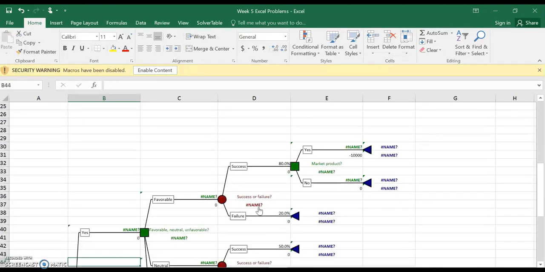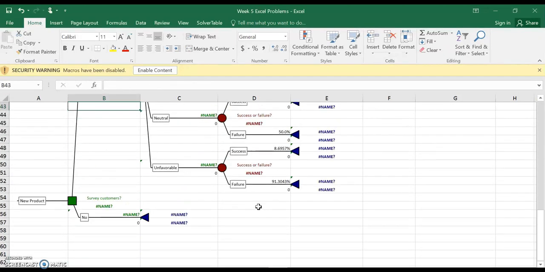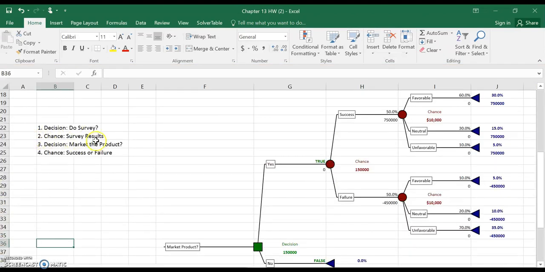So if you decide not to survey the customers, you leave out that second chance node. Okay, so this node right here, the survey results, you skip that. So you'd have the decision, do survey, and for your no branch, your next thing would be a decision, market the product or not, because you wouldn't get any more information if you didn't do the survey. So this is for the tree for the yes branch, and then for the no branch, you leave off this number 2.